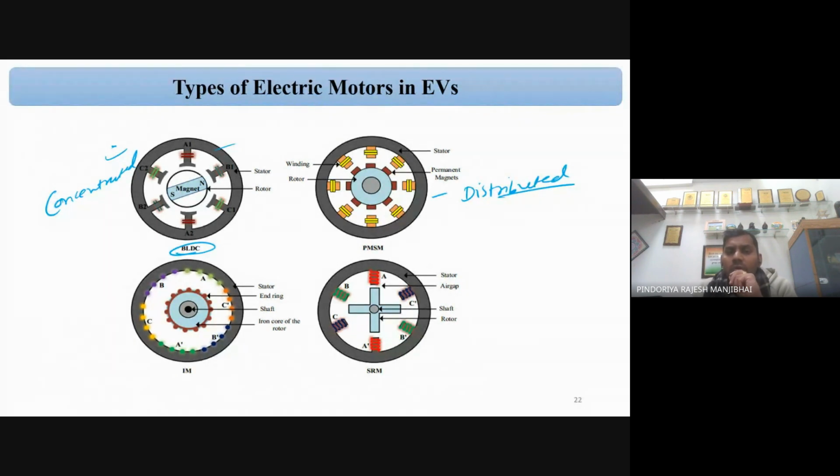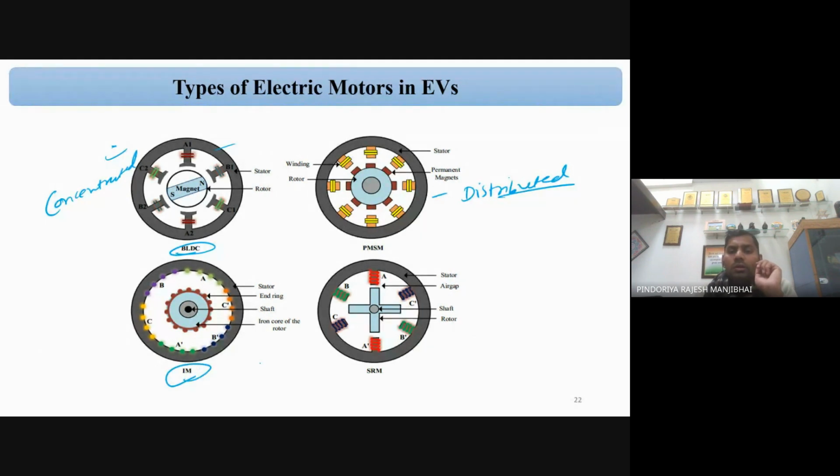But in the case of BLDC and PMSM, on the rotor side there is a permanent magnet. This is the same for the BLDC and PMSM motor. That's why we can say it is a permanent magnet motor. The only difference is the concentrated winding versus the distributed winding.